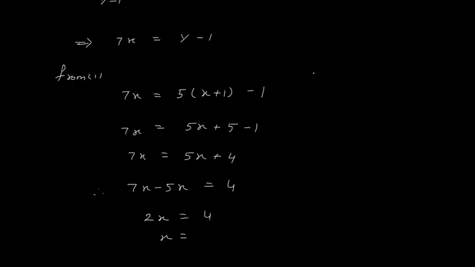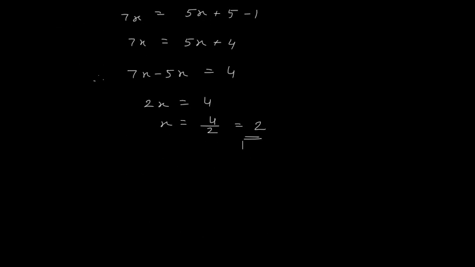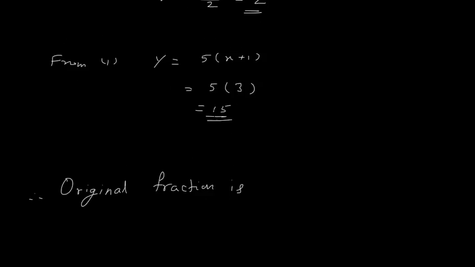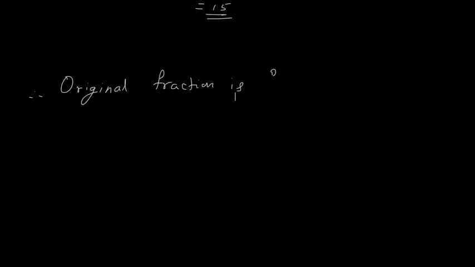The value of x is 4 upon 2, it is equal to 2. So this is the value of x. Also from 1 we have y equal to 5 times x plus 1. So this gives me 5 times 2 plus 1. So 2 plus 1 is 3, equal to 15. So therefore, the original fraction is x upon y. The value of x we got is 2. So it is 2 upon 15. So 2 upon 15 is the original fraction.